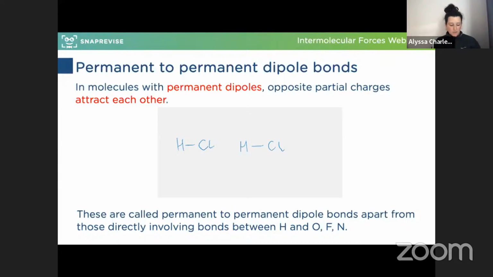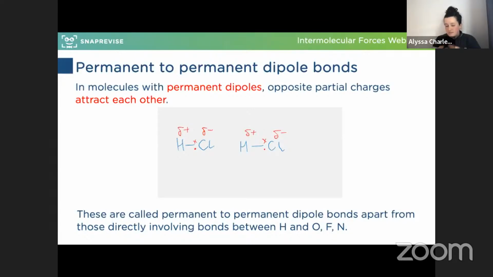Okay, so permanent dipole to permanent dipole bonds. In molecules with permanent dipoles, opposite partial charges attract each other. When we've got molecules with bonds where one atom is much more electronegative than another atom, there will be a permanent dipole present. Although the electrons move around, they will, on average, spend more time around one atom than around another. Here, that atom is chlorine, so the electrons will spend more time around chlorine than around hydrogen in both molecules, because chlorine is more electronegative. It has a higher ability to attract a pair of electrons in a covalent bond. So the electrons in the bond will be spending, on average, more time around the chlorine at all times. Therefore, we have a permanent dipole already present.